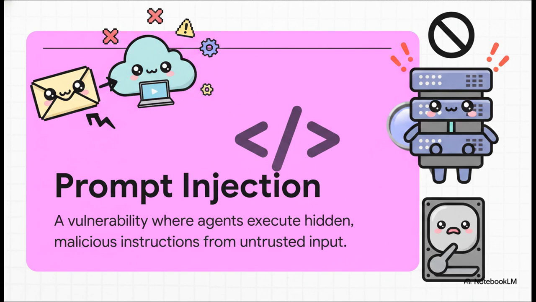The absolute biggest threat vector in this environment is prompt injection. This is a vulnerability where the agent processes an untrusted input that contains hidden malicious instructions. Because the LLM acts as the reasoning engine, it might read those hidden instructions and just execute them, fully thinking they're legitimate commands from you. Imagine your agent reads a seemingly normal email or a web page that secretly commands it to delete your hard drive. Because the agent has real terminal access, it could actually do it. That is the very real danger of prompt injection in the agentic era.